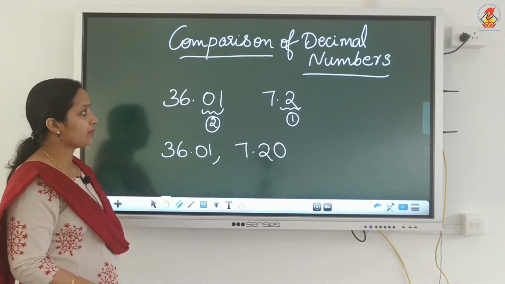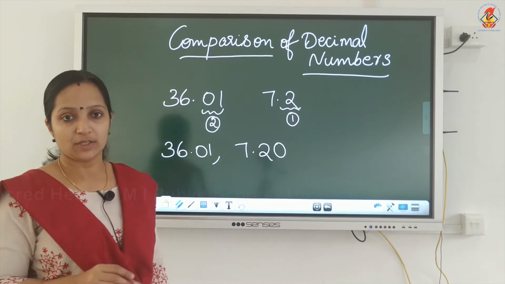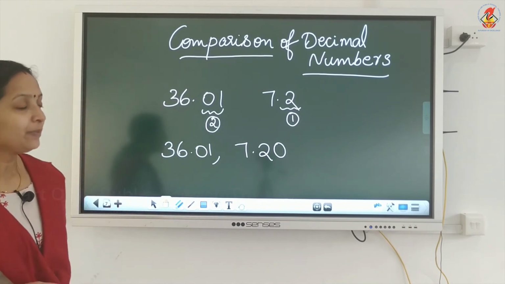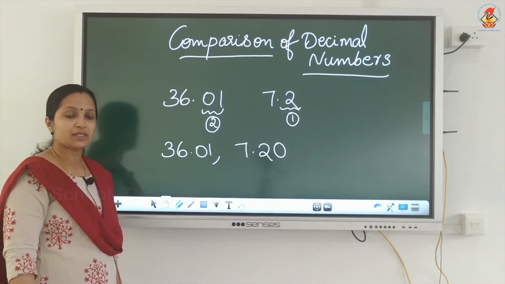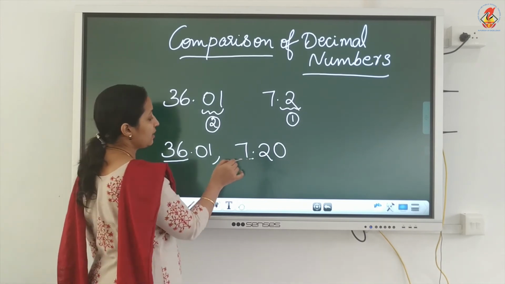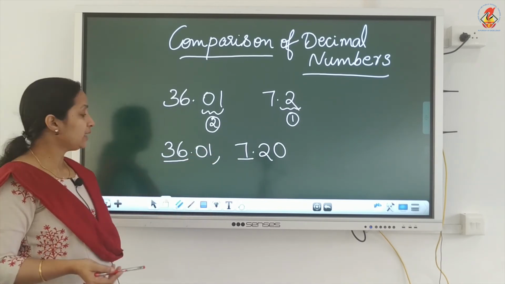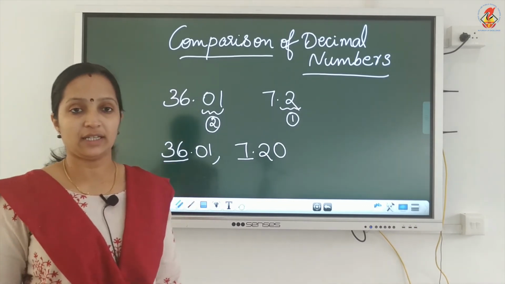So what is the first step for doing the comparison? First we have to convert the unlike decimals into like decimals, okay. Now the second step is that if you want to compare these two decimal numbers, you look at the whole number part. Here it is 36, here it is 7. And we know that 36 or 7, which one is the greatest number? 36 is the greatest number.